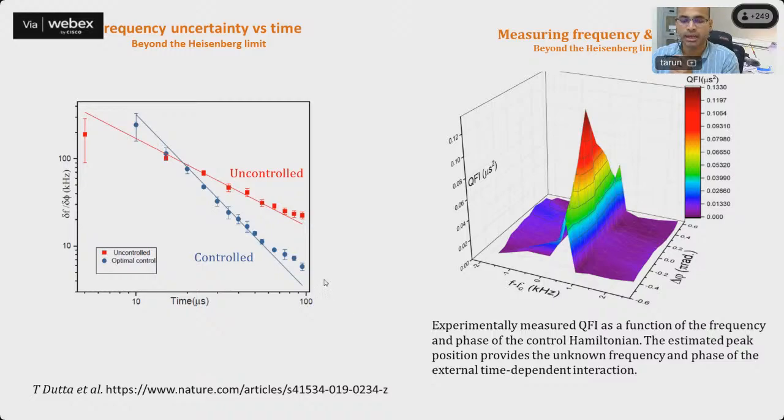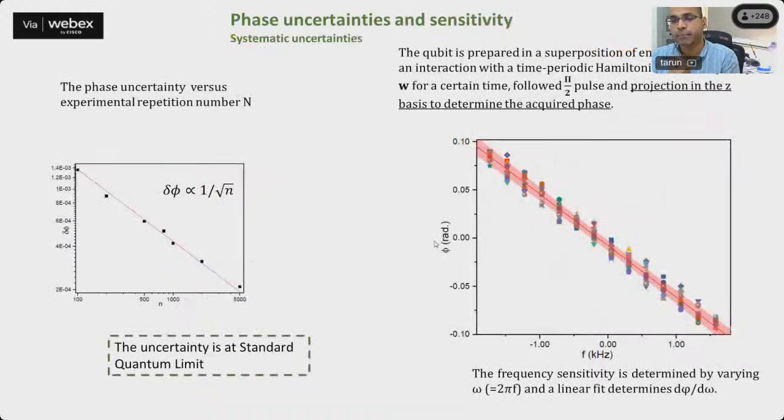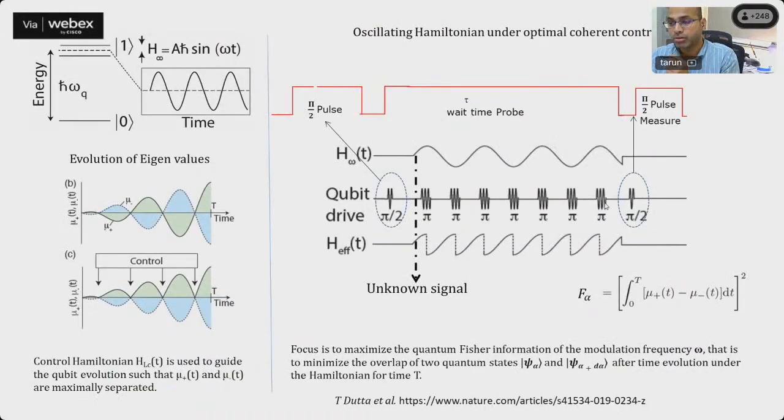How long we are applying this unknown pulse, that is okay. But what does it mean? This is the unknown pulse we are applying. Now, how long, meaning how many pi pulses, like control pulses, are we applying? That is the meaning of this.